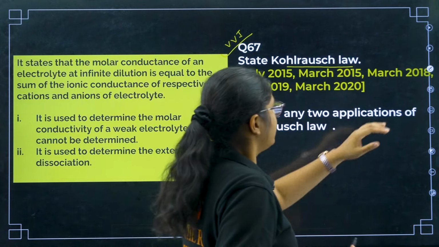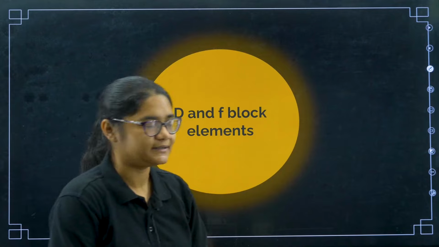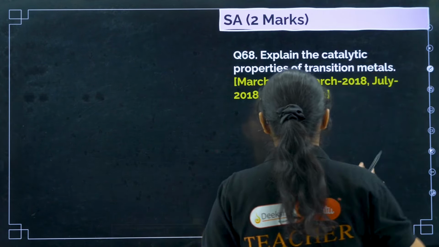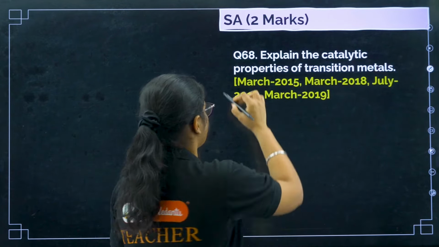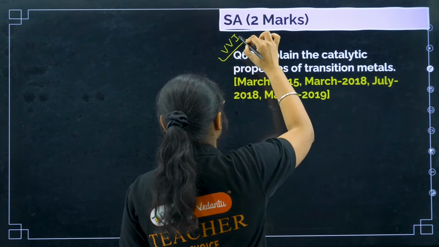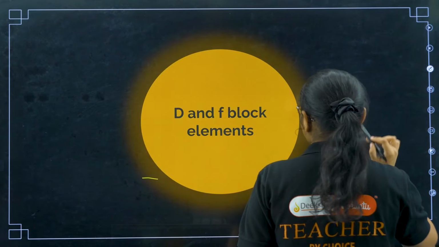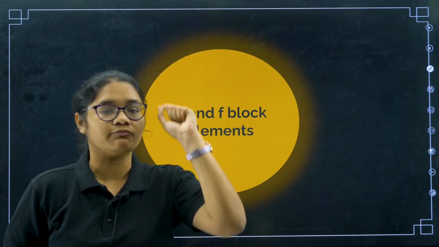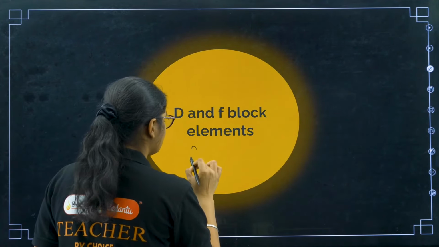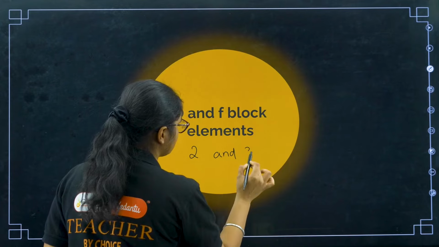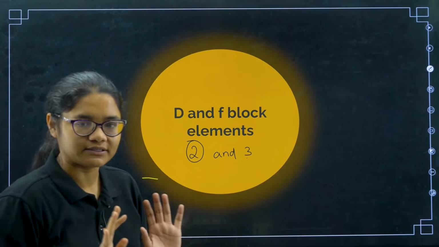Next we'll move to the next chapter, that is d and f block elements. Here also I have taken some important questions. Catalytic property of transition elements, very important question, do not miss, easy question, easily you can get. Let me tell you what type of questions we will get. In the 2 marker questions there will be 1 question either from transition metals or from coordination compounds. This 2 marker is optional, but in 3 marker, at least 2 to 3 questions you will get.